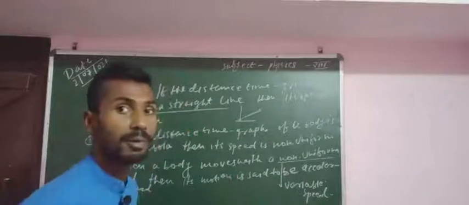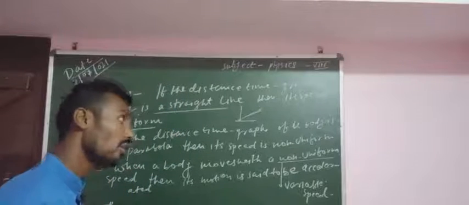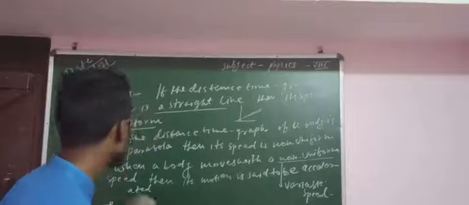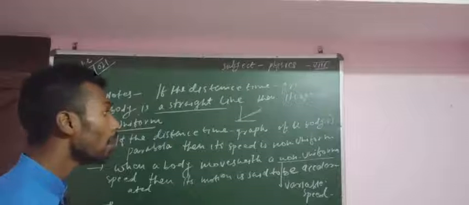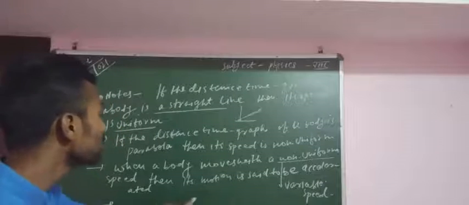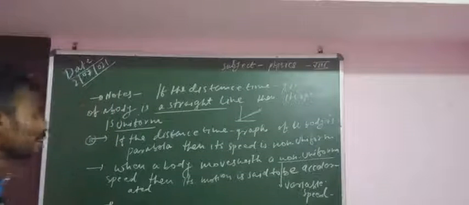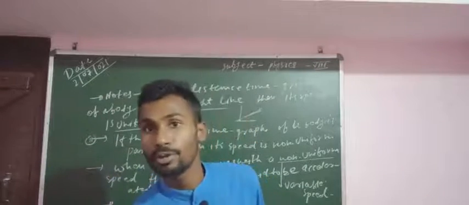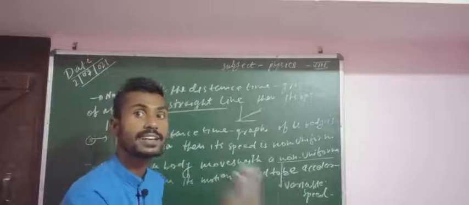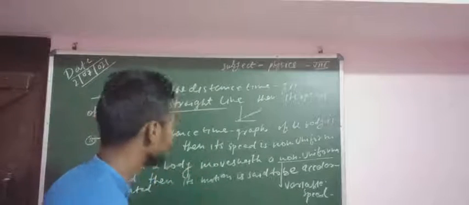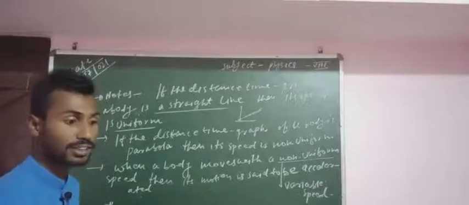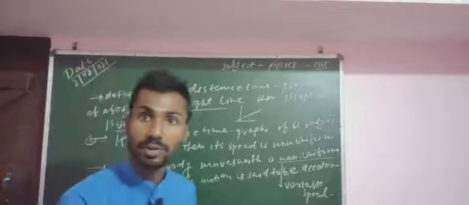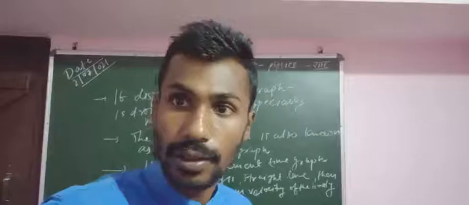The non-uniform motion sometimes is known as variable speed. So when a body moves with variable speed, then its motion is said to be accelerated. That means the velocity changes. So these are the remarkable points. I will write a few remarkable points that are important.